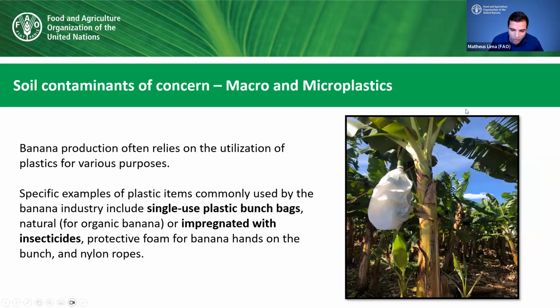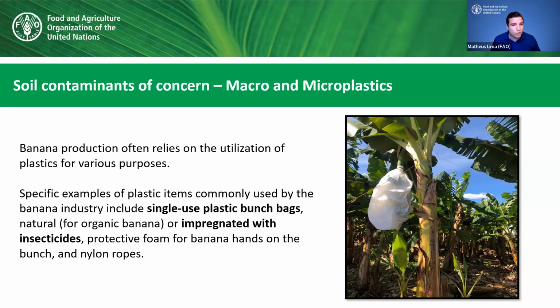Another contaminant of concern that was mentioned during the other discussion is macro and microplastics. I don't know if you are aware, but banana production relies a lot on the utilization of plastics for various purposes. We can see here in the image this white bag, called a bunch bag. And you can see also nylon ropes that are used to sustain the banana plants. And here we have a double problem, because usually these bunch bags are impregnated with insecticides. So we have the issue of pesticides and the issue of plastics in the same field.